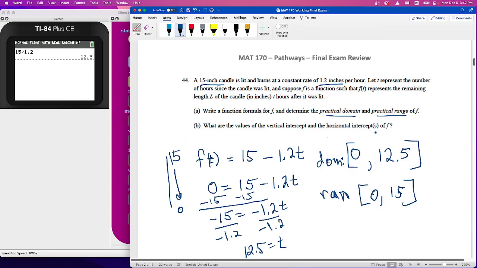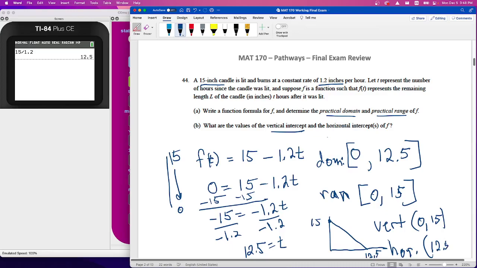What are the values of the vertical intercept and the horizontal intercept? Well, when we set y equal to 0 and we got the x value, that's going to give us the x-intercept. So if we were to graph this, it starts out at a height of 15, and it's going to burn down and down and down, and after 12.5 hours it's got 0 left. So the vertical intercept is the point where x is 0, y is 15. And the horizontal x-intercept is where x is 12.5 and y is 0.